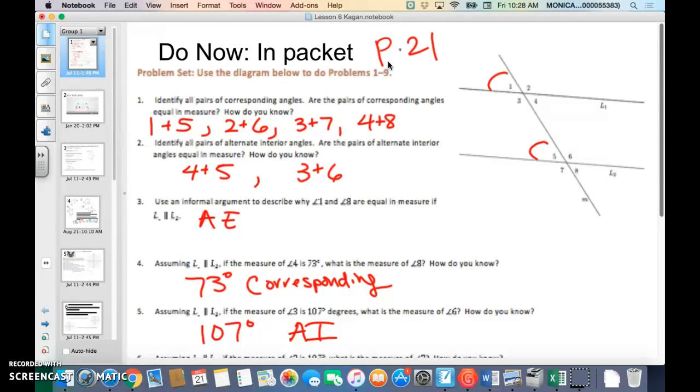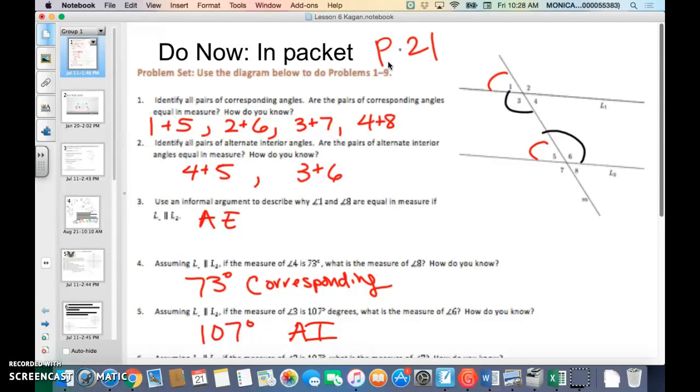All right, then it says identify all the pairs of alternate interior angles. Well, alternate means on opposite sides and inside the parallel line. So one example would be 3 and 6. The other example is 4 and 5.